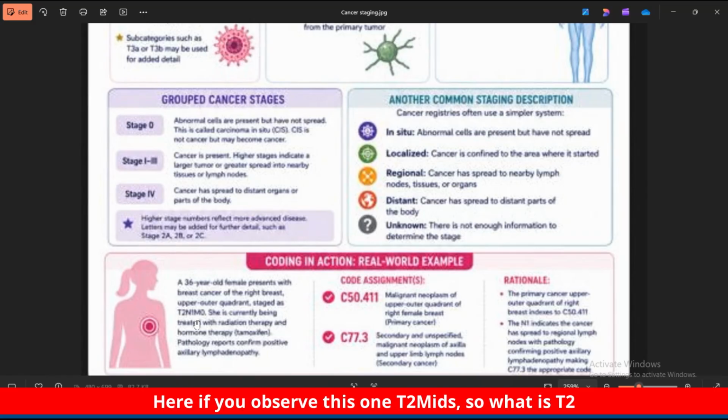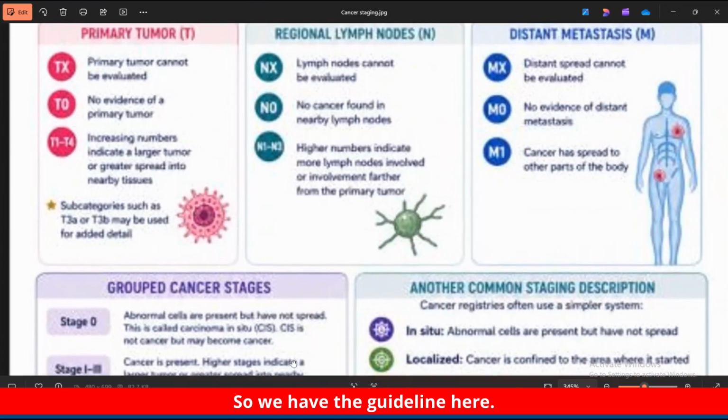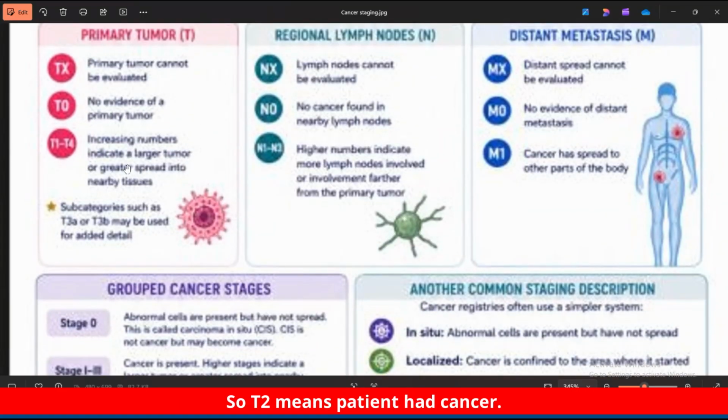If you observe this, what is T2 here? We have the guideline here. T2 means the patient had cancer. T1 to T4 means the patient had cancer, and the tumor size is smaller compared to T4.